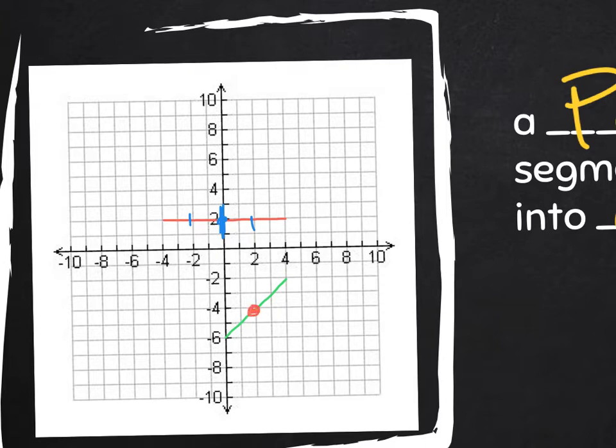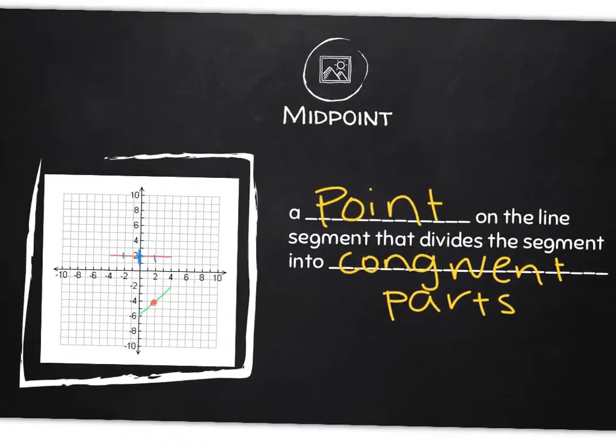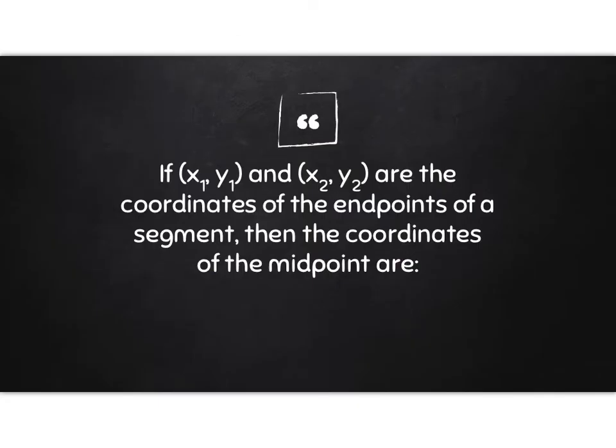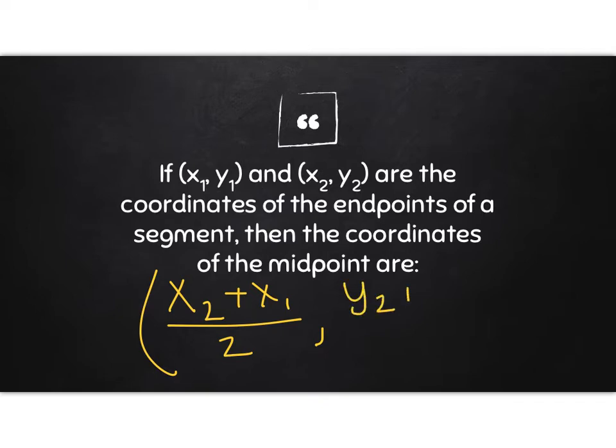Okay? Sometimes it's really easy to eyeball it, but we're going to learn a formula that gives us the exact midpoint for any line, even when it's not super easy to just guess. So if x1, y1, and x2, y2 are the coordinates of the endpoints of a segment, then the coordinates of the midpoint are going to be (x2 plus x1) over 2, comma, (y2 plus y1) over 2.